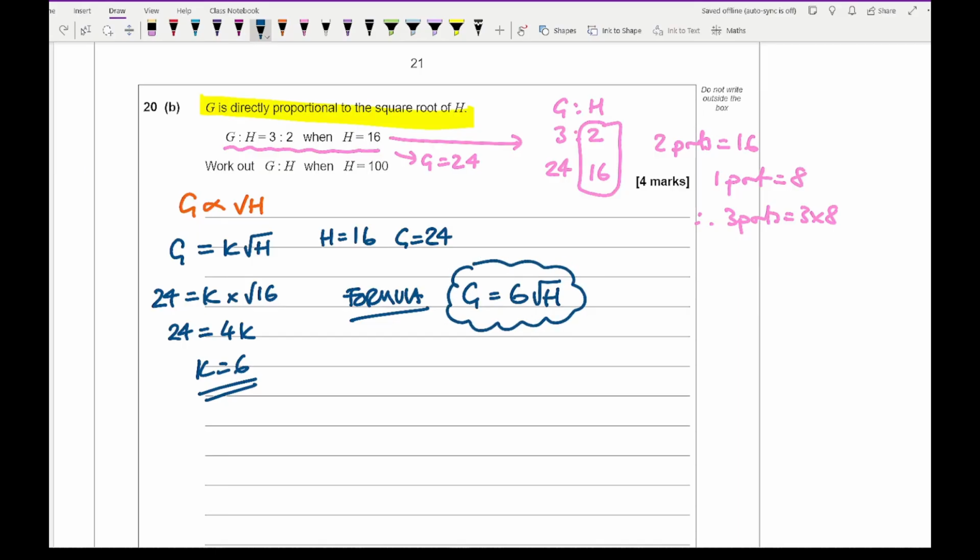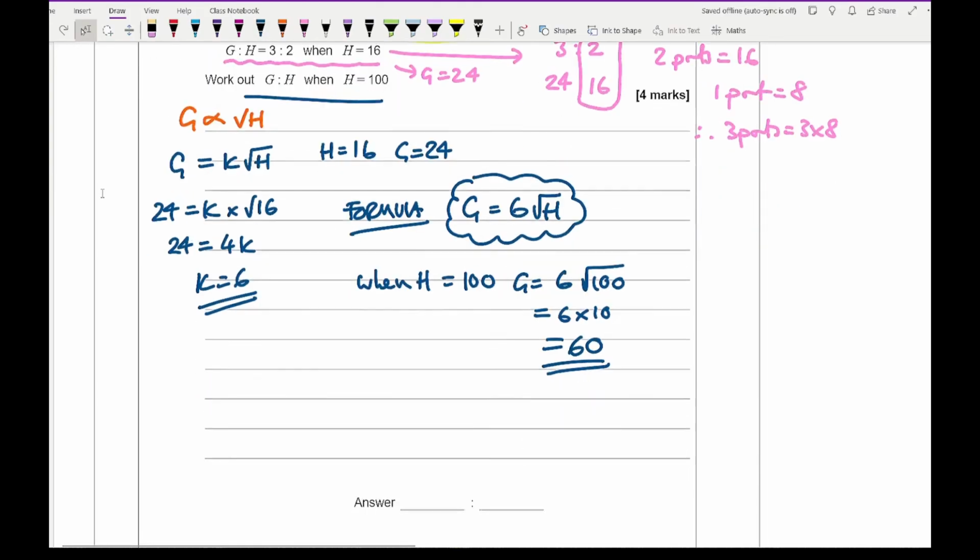Now the question is asking us to work out the ratio of G to H when H equals 100. So when H is 100, G is going to equal 6 lots of the square root of 100. So that's going to equal 6 times 10, which is 60. So then the ratio of G to H is in the ratio of 60 to 100, which if we simplify gives us 6 to 10, which then gives us 3 to 5.